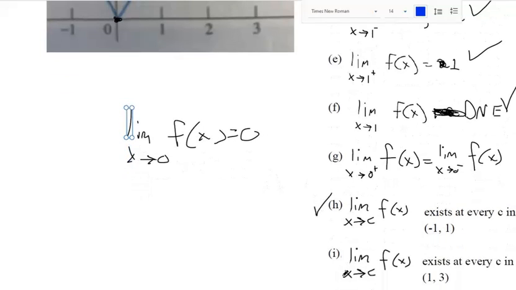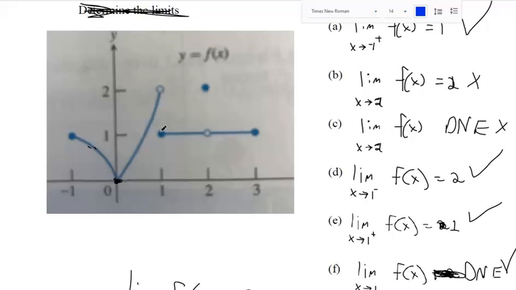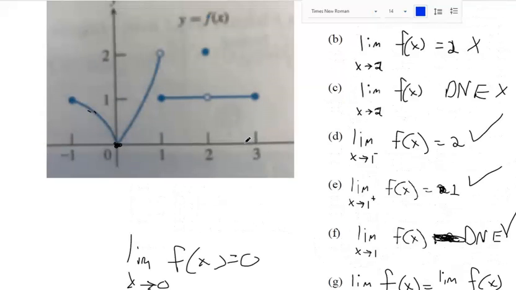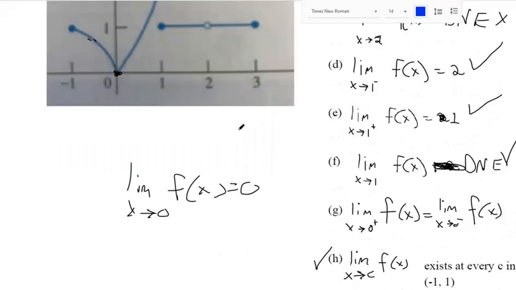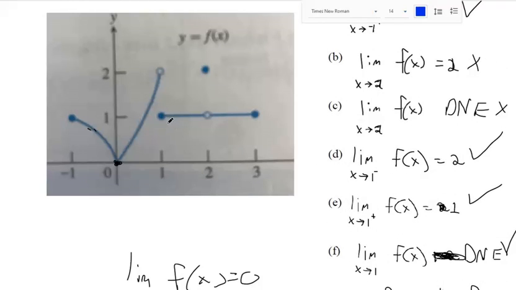So this is true. Limit as x approaches c of f of x exists at every c. So it's just basically saying you can find the limit for every x value between 1 and 3. So it means it starts here when x is infinitely close but never touching 1 because of the parentheses, and 3. This is also true. This is a true statement because you can take the limit of any x value. Limit as x approaches 1.5 and you're not going to have a problem. The limit from the left and the right are going to be the same.